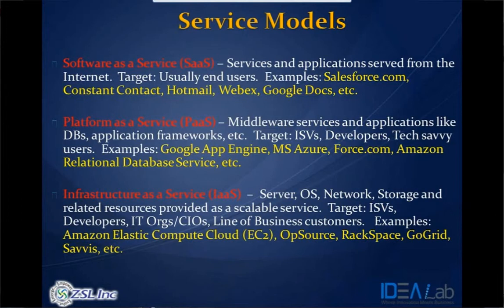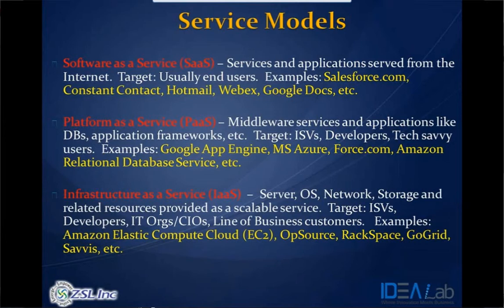What are the different service models in the cloud? Now we all have heard these terms: infrastructure as a service, platform as a service, software as a service. These terms are very popular, so I don't want to go too deep into that. But basically, infrastructure as a service deals more with servers, the OS, the network, the storage, and related resources as a scalable service. These resources are provided as services over the web, where users and clients can consume them.